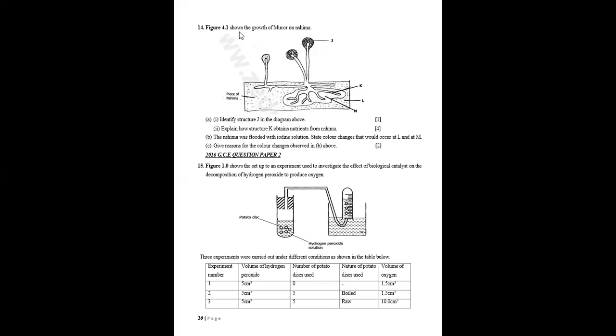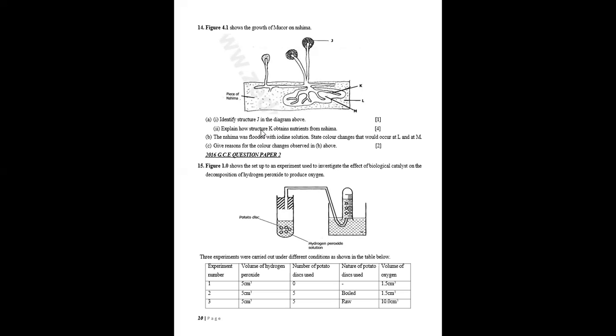Figure 4.1 shows the growth of Mucor on Shima. Identify structure J in the diagram above. The structure J is the sporangium.